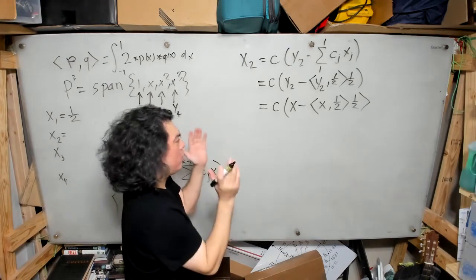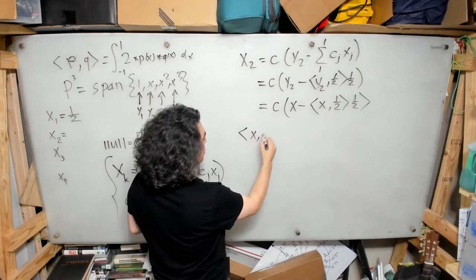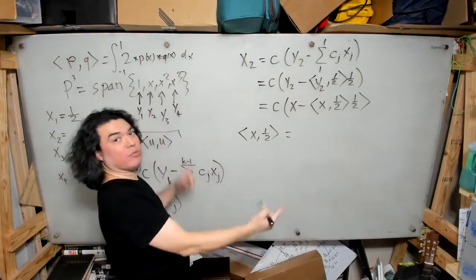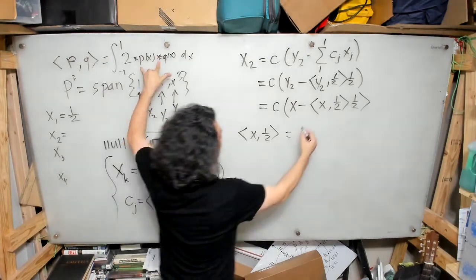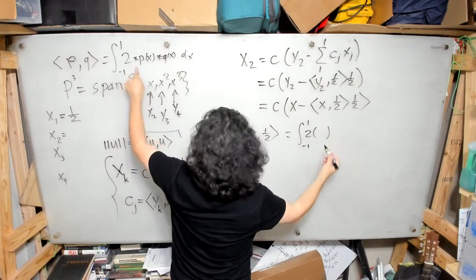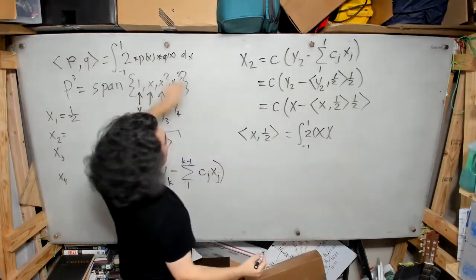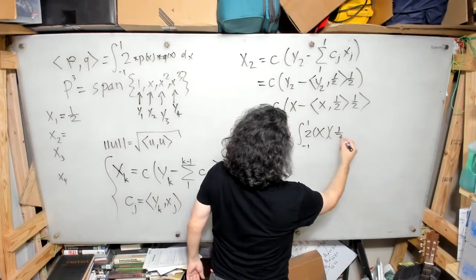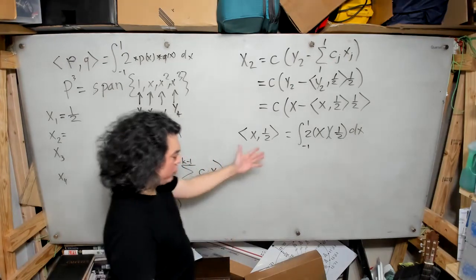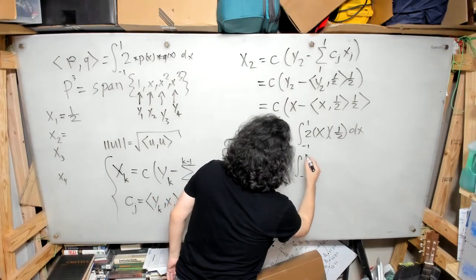So now, the first thing we need to calculate is the inner product of x with 1/2 in this vector space with this inner product. The integral from -1 to 1 of 2 times p of x. What is my p of x? It's x. What is my q of x? It's 1/2 dx. This is very nice, right? You can see here that 2 times 1/2 is 1. So we're left with just the integral from -1 to 1 of x dx.